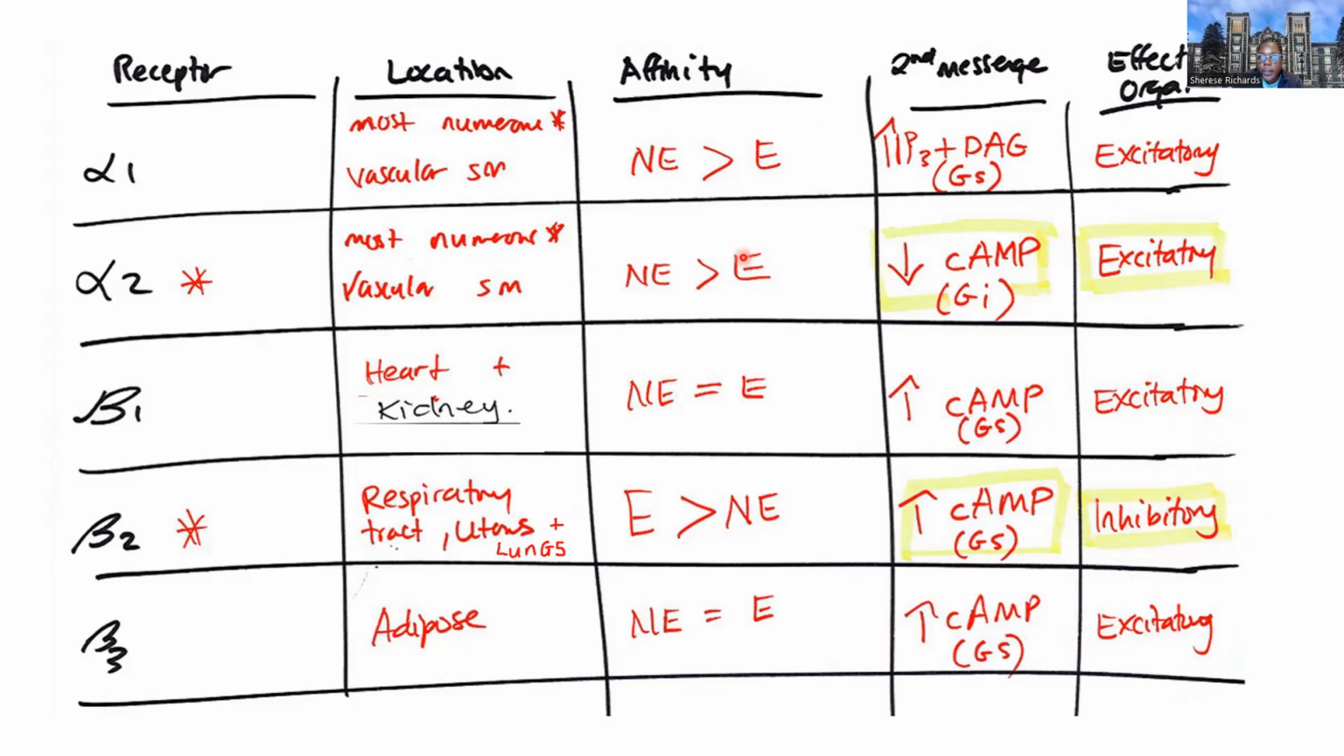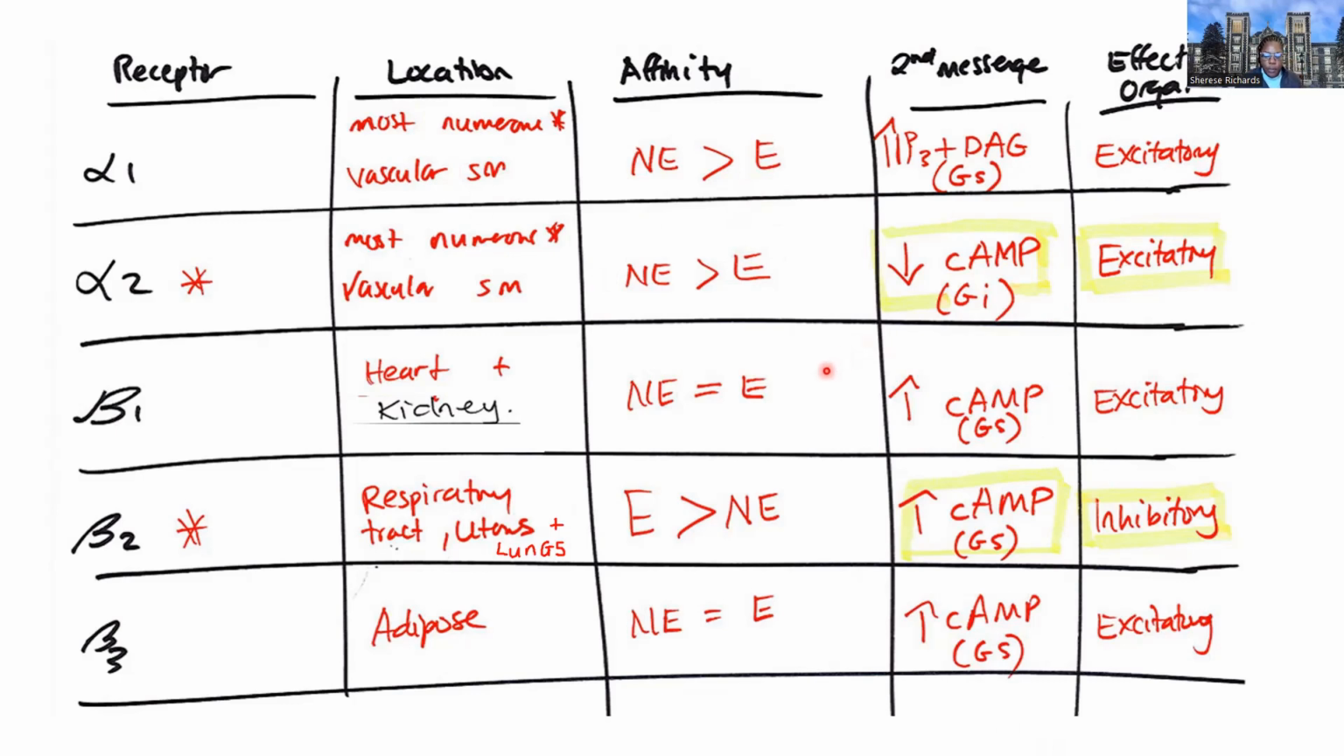Someone's asking here, should we know their locations or focus on their second messenger and resulting effect? The second messenger and the resulting effect are more important, but it's also important to know their locations. So prioritize the second messenger response and their effect on the tissue, prioritize these two columns, and then also know the affinity. The affinity is also important, and the location secondarily. Any other questions from this?